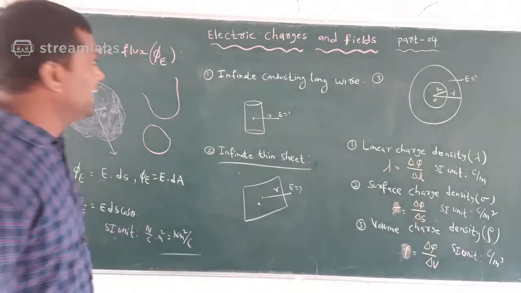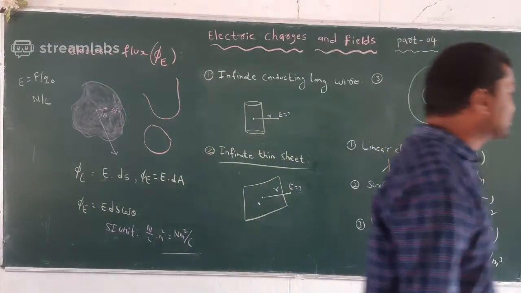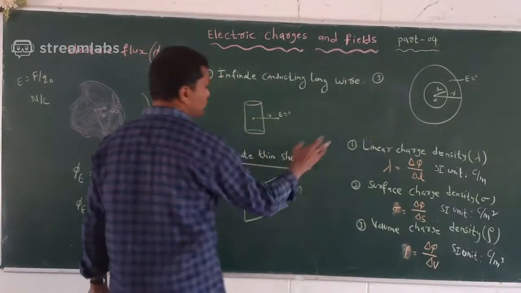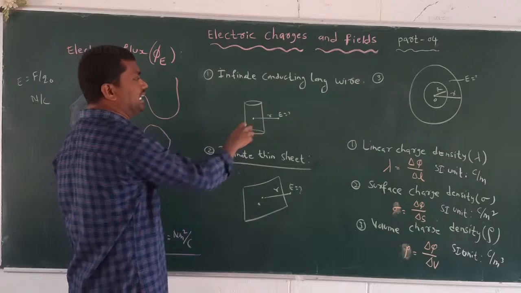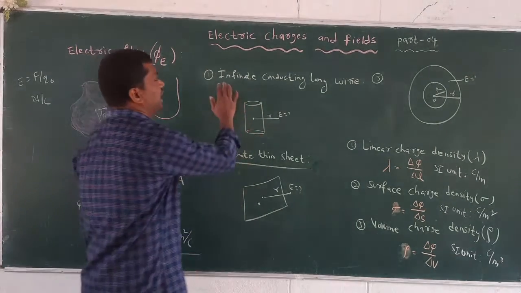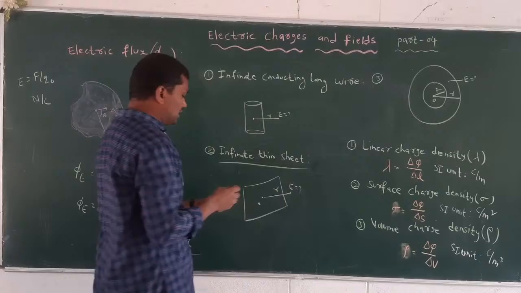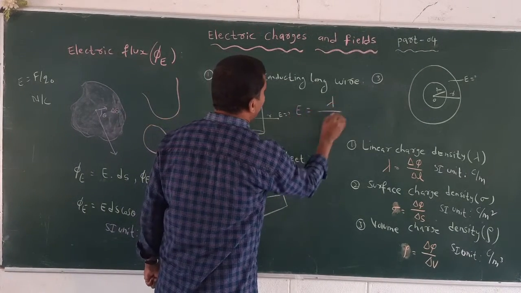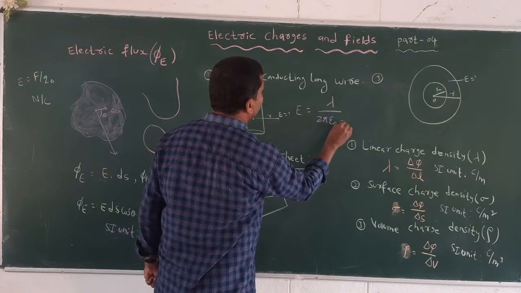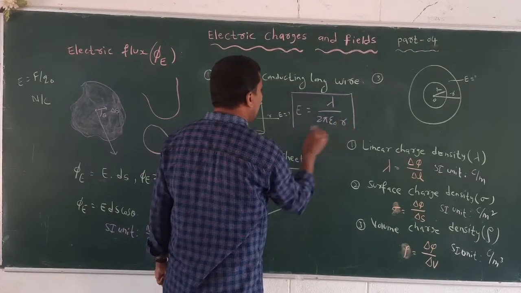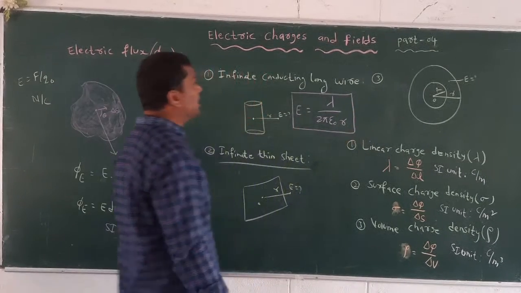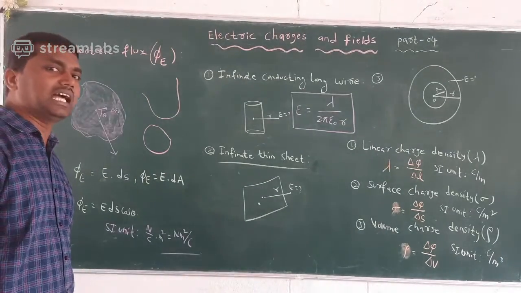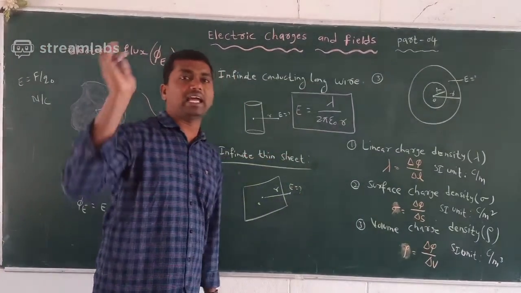So I can write the direct equations where Gauss law is applicable. The first one: by using the definitions of Gauss law, we can calculate the electric field intensity of a finite conducting long wire. The value will be E is equal to lambda by 2 pi epsilon naught R. So this is the electric field intensity of a finite conducting long wire. We can calculate it by using these definitions as well as Gauss law.